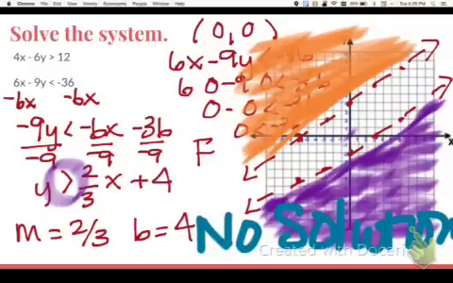So when I'm showing my work and completing a summative, I'll need to make sure that I show the graph very clearly, show all my work on paper, I show my test points, I show that there is no overlapping area that will be common to both inequalities. So the answer is no solution.